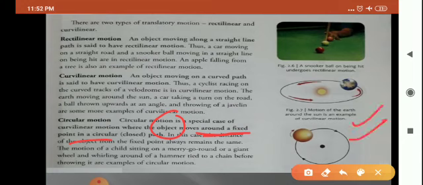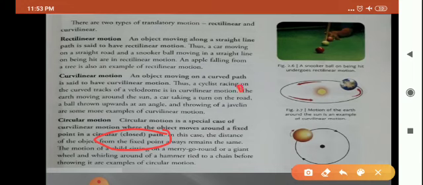You can see here. Suppose this is fixed point O. So if an object moves around a fixed point in a closed curved or closed circular path, then the object is said to have circular motion. In this case, the distance of the object from the fixed point always remains the same. So how does the distance of the object from the fixed point always remain the same?